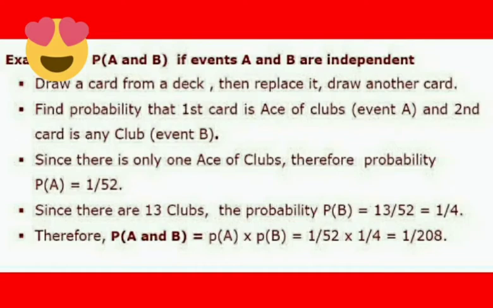Since A and B are independent events, the probability of A and B is equal to the probability of A times the probability of B, that is equal to 1 by 52 times 1 by 4, which is equal to 1 by 208.